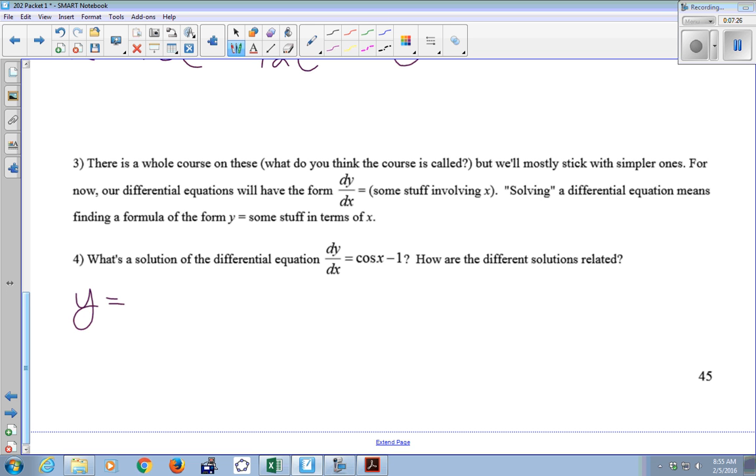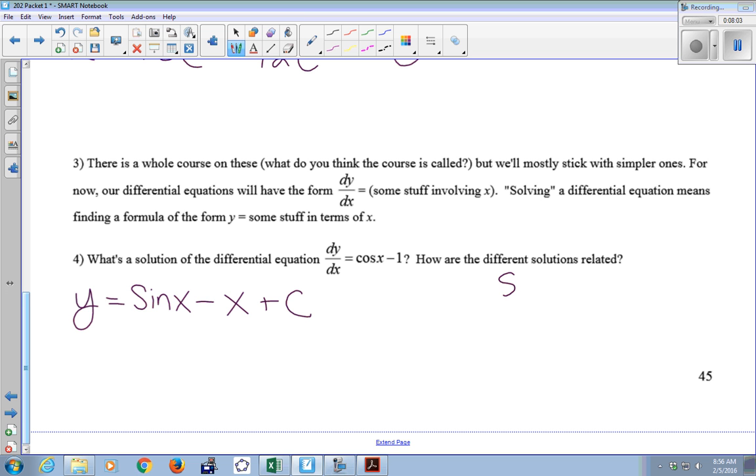Y would be close? Yeah, sine x minus x. And then dy dx would be cosine x minus 1. How many solutions are there? Yeah, because I could put plus c. Any function with a plus c will have the dy dx as cosine x minus 1. So the solutions are related in that they are vertical shifts of each other. They just differ by a constant.